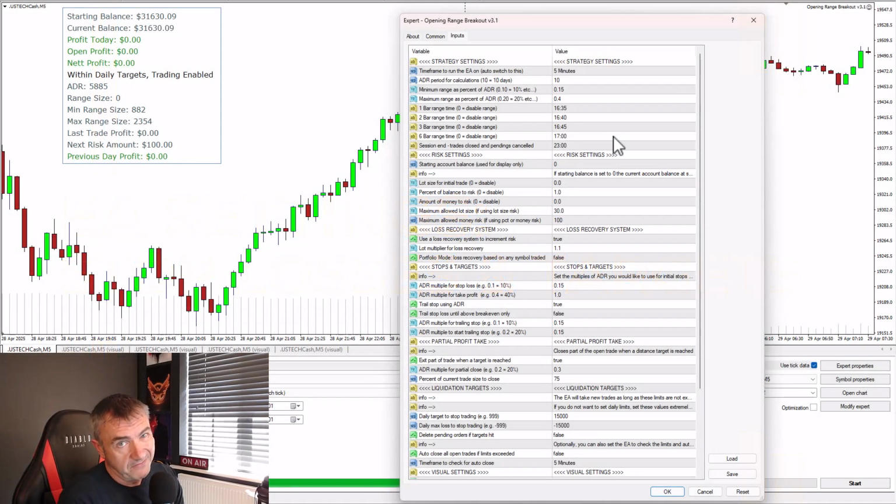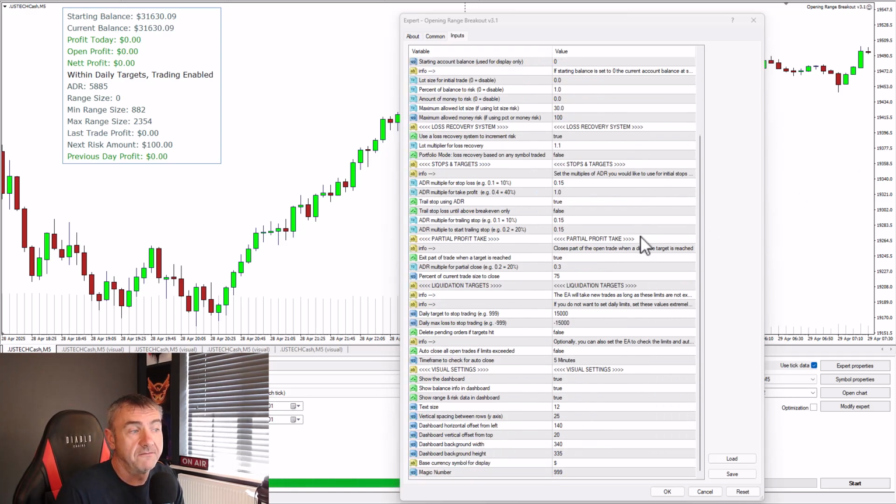Stops and targets, very straightforward. We're using ADR to measure the minimum range and the maximum range. So it makes sense to use ADR for our risk profile as well. So you have options here for your multiple of stop loss and take profit as a percentage of ADR. So like the previous inputs, 0.15 is 15% of the average daily range.